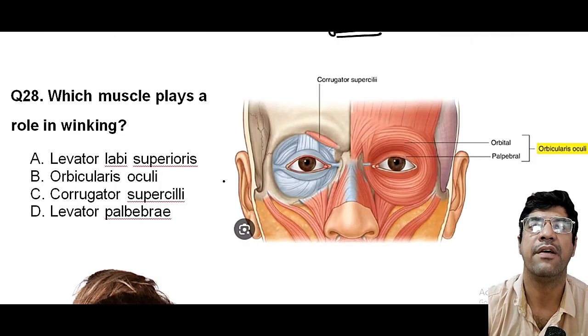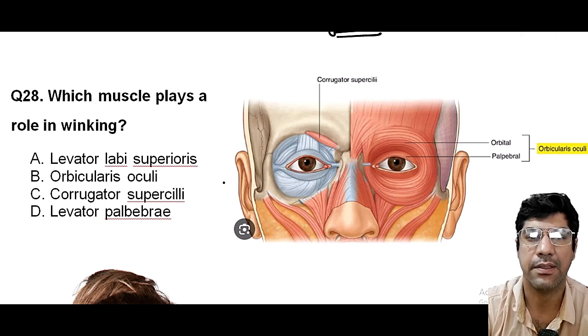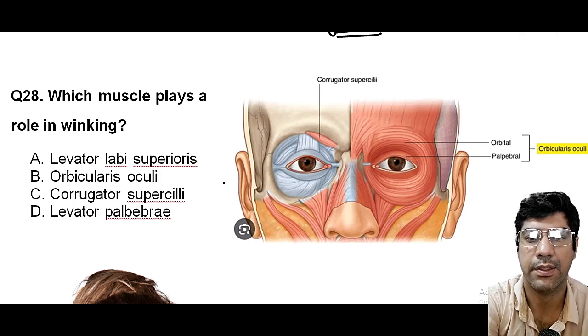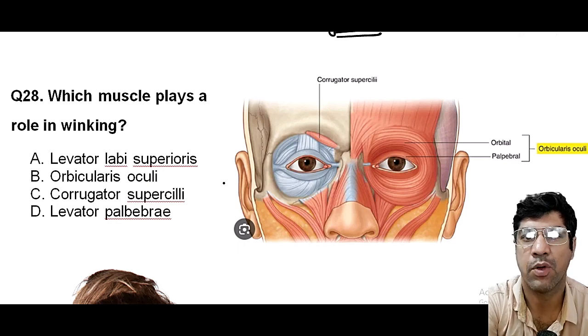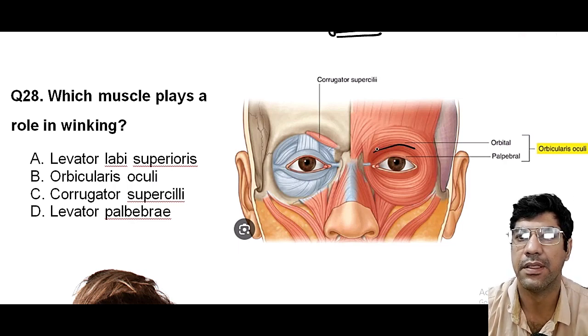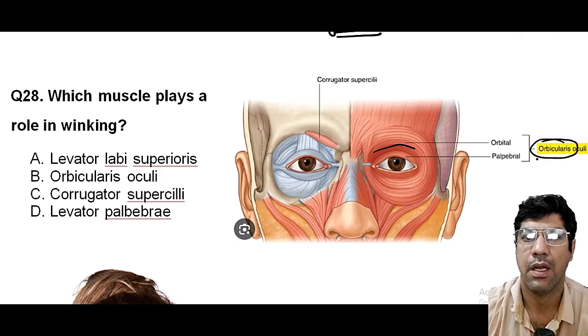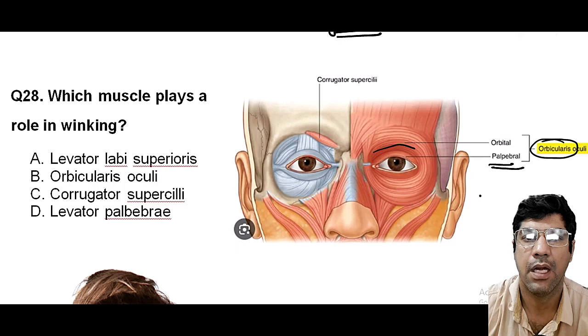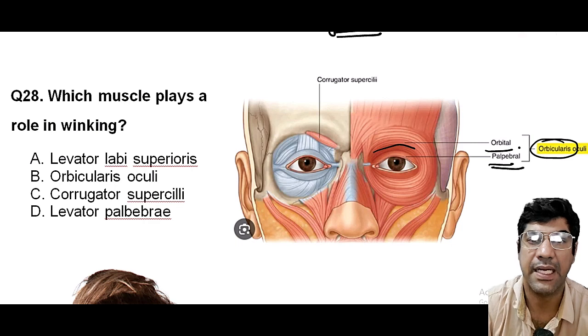Moving to the next question: which muscle plays a role in winking? The answer is orbicularis oculi. The orbicularis oculi is the key muscle responsible for winking. It has a palpebral part that closes the eyelid, as in blinking or winking, and it has an orbital part that helps you to close your eyes tightly.